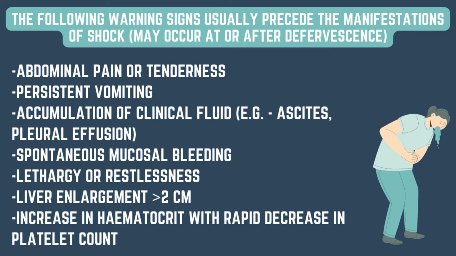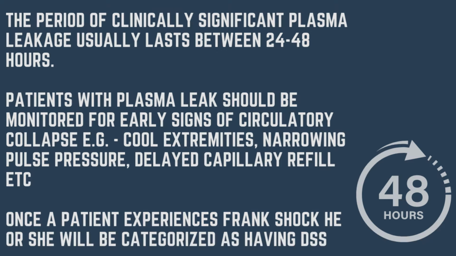The following warning signs usually precede the manifestations of shock: abdominal pain or tenderness, persistent vomiting, accumulation of clinical fluid, spontaneous mucosal bleeding, lethargy or restlessness, liver enlargement greater than 2 cm, and increase in hematocrit with rapid decrease in platelet count. The period of clinically significant plasma leakage usually lasts between 24 to 48 hours.